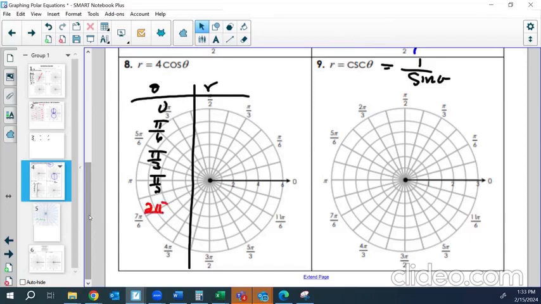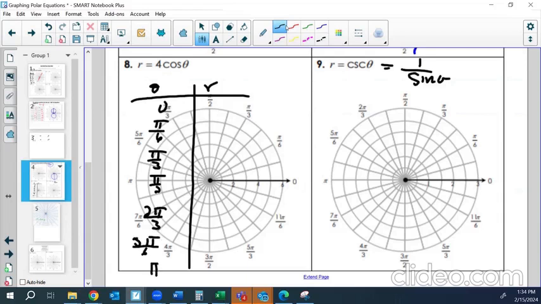2 pi over 3, 5 pi over 6, and pi. We probably won't end up using all of them. So let's go ahead and find the r values now. We're going to use r is cosecant, but to make it easier for us, we're going to say 1 over sine theta.